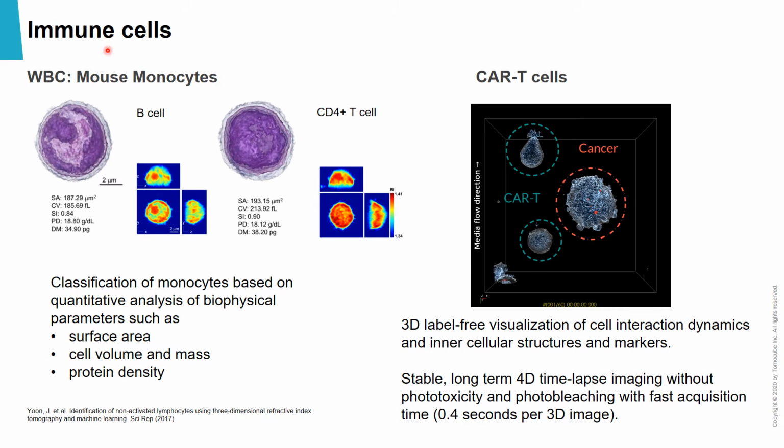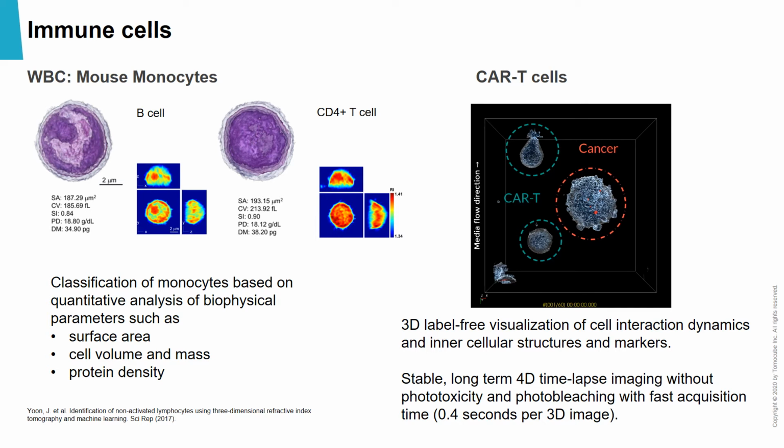Immune cells or white blood cells can also be imaged, and one of the projects that we are currently working on with our AI team is the classification of these monocytes. Because we take multiple images in a single acquisition and acquire a lot of data, based on the quantitative biophysical parameters, we can identify the class of white blood cells and tell whether they are B cells or T cells and which markers they have.